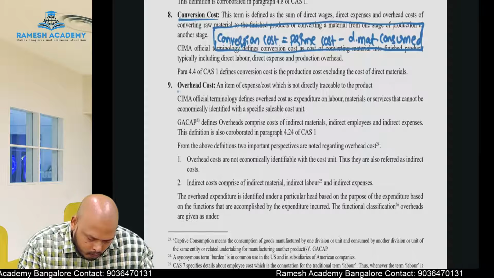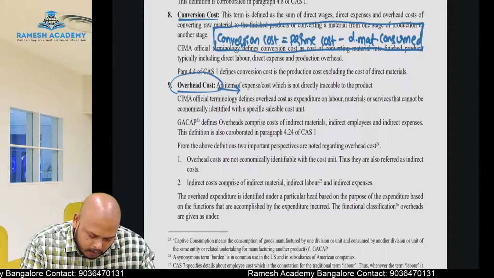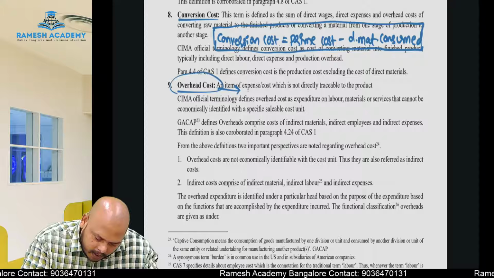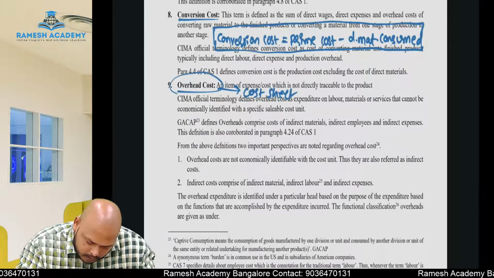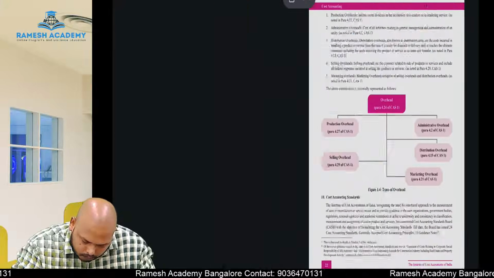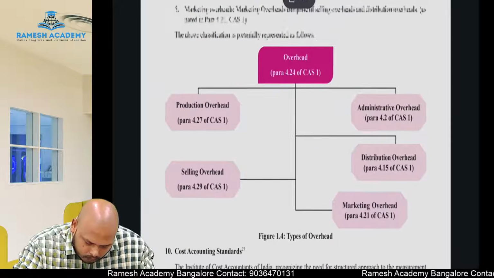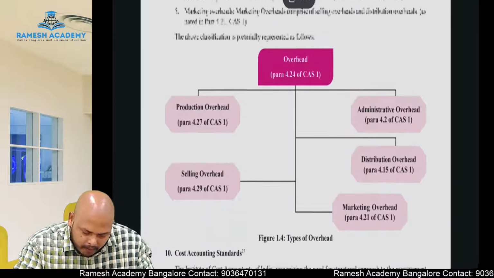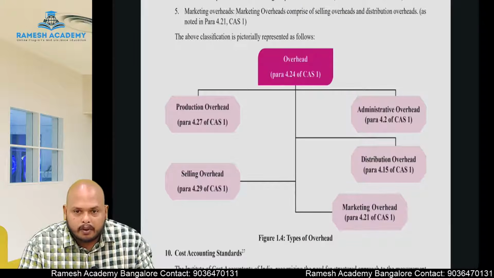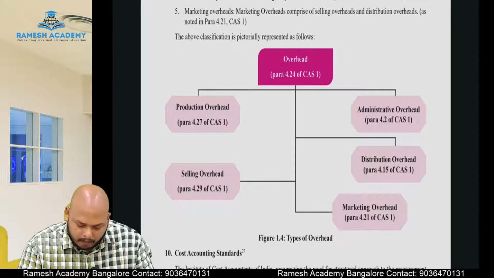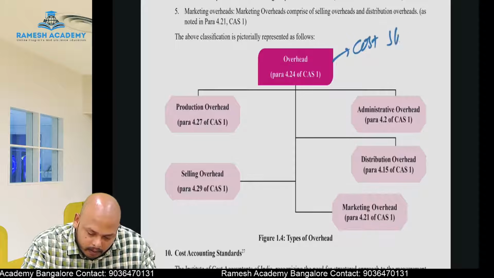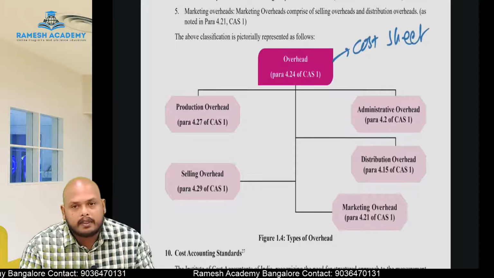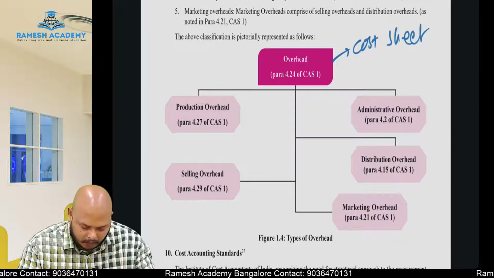Next, what do you mean by overhead cost? This also we are soon going to discuss. In the cost sheet we will study overheads. Overheads are divided into production, administrative, distribution, selling, and marketing. What are all these things? We'll study them in depth in the cost sheet. Those are the upcoming topics.